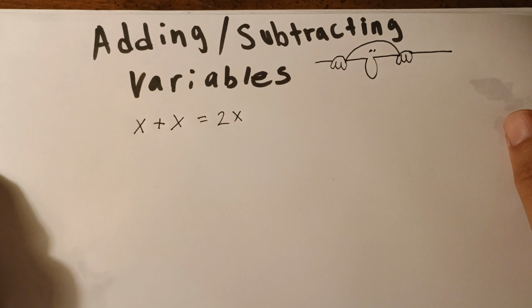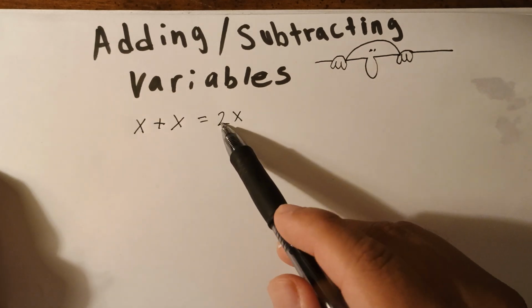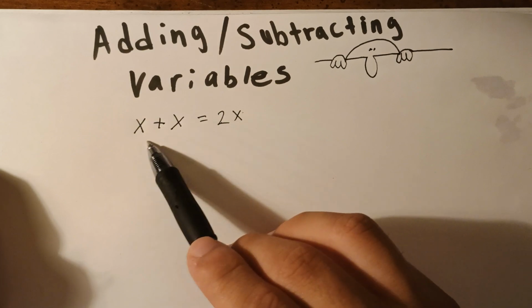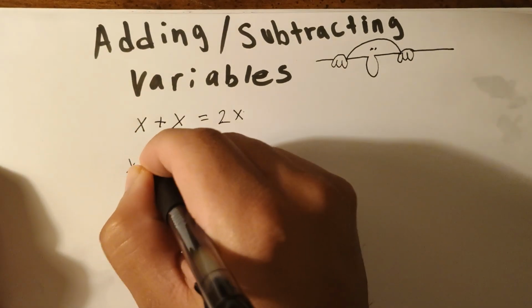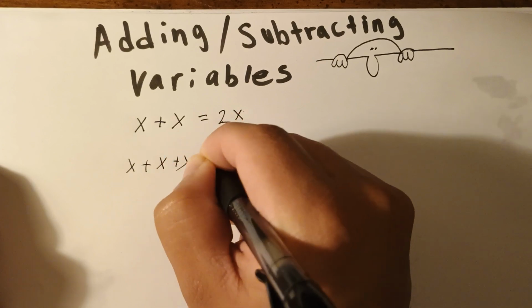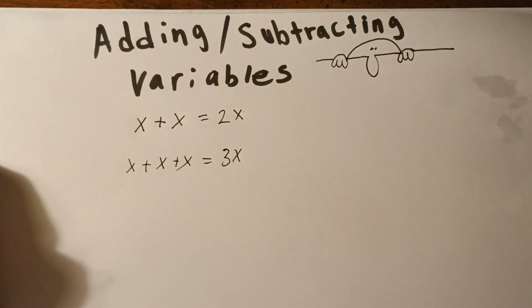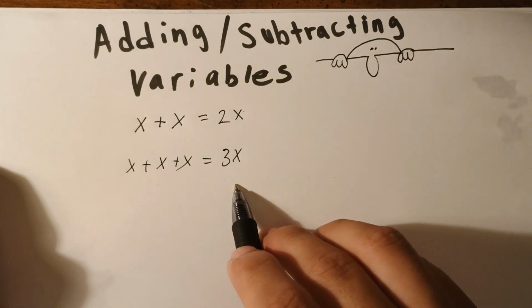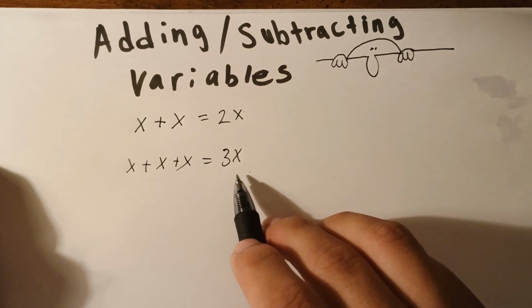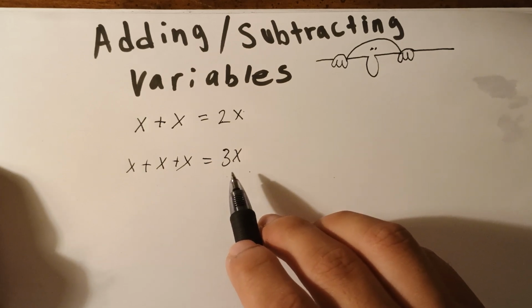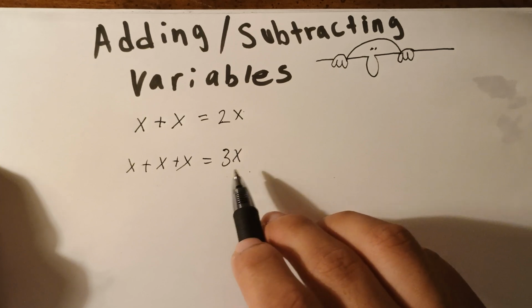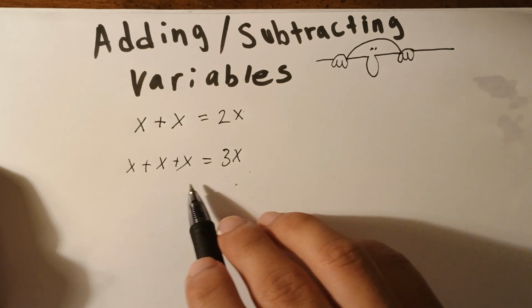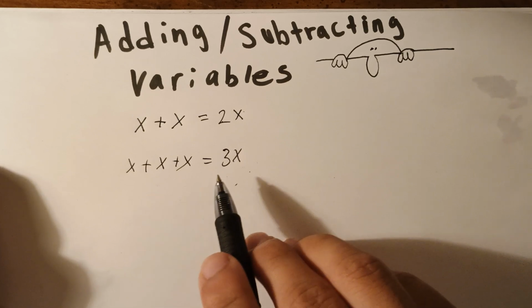Now, the reason this is, as we know, adding is just repeated multiplication. So this would be the same as 2 times x, right? Because we have two of them. If I had x plus x plus x, it'd be 3x, right? That's x plus x plus x, 3 times.